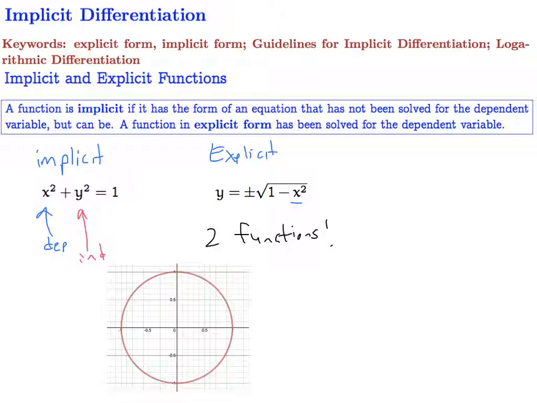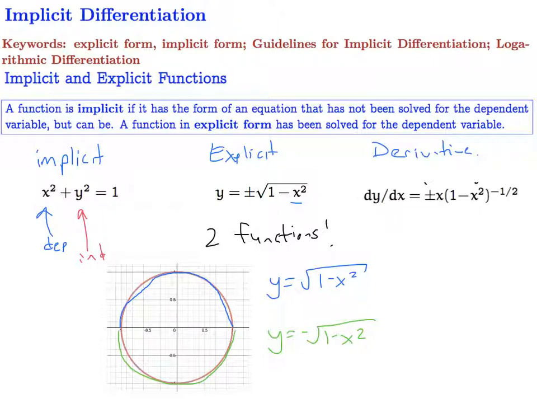We have the function y is equal to the positive square root of 1 minus x squared, which gives us all the positive values here on the top half of our circle. And we also have the function y equals negative square root of 1 minus x squared, which gives us all the points down here on the bottom half of our circle. So we do actually have two functions, and now that it's in this form, we can take the derivatives.